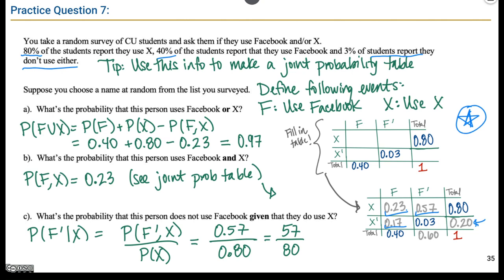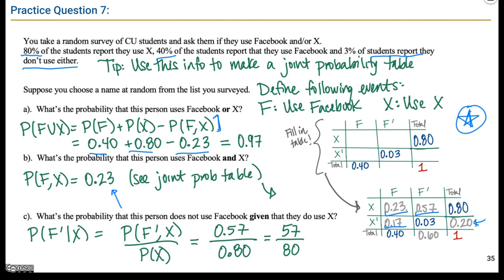Okay, now I want the probability that this person uses Facebook or X. I can directly use my inclusion-exclusion formula here. So probability of F plus probability of X minus their joint probability, the probability this person uses Facebook and X. Again, I needed that up above. I got that directly from the joint probability table by using properties of joint probabilities and the laws of total probability.